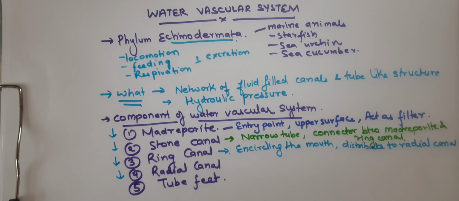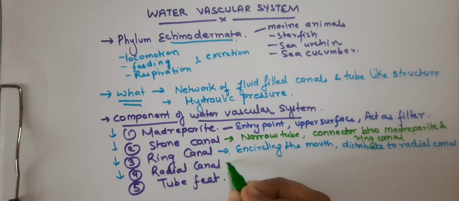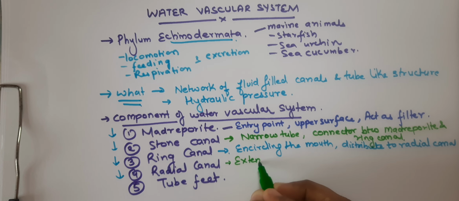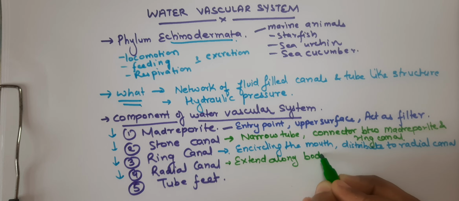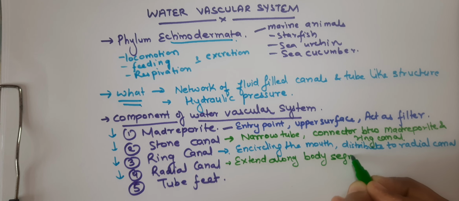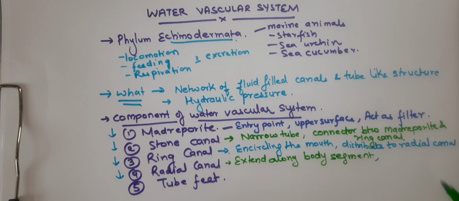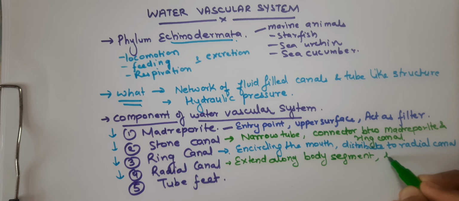Okay, so the radial canal is extending along the arms or the body segment. This will branch into lateral canals. So this will extend along the body segment, and this will further branch into lateral canals.